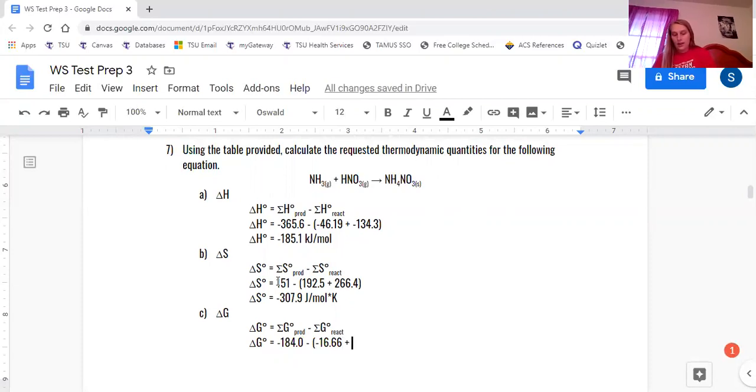And then we're going to add HNO3's delta G, or no, delta G not value. And that is going to be negative 73.94. So you're going to add all those up, and you're going to solve that, come up with negative 93.4. And that's going to be kilojoules per mole, because that's the unit they gave us.